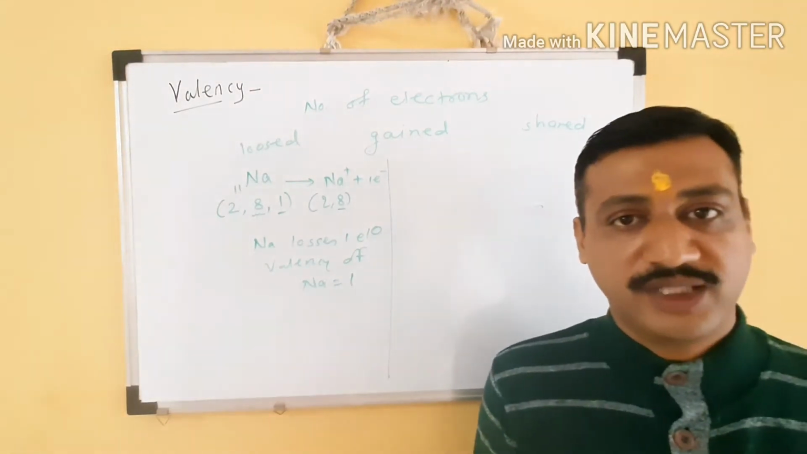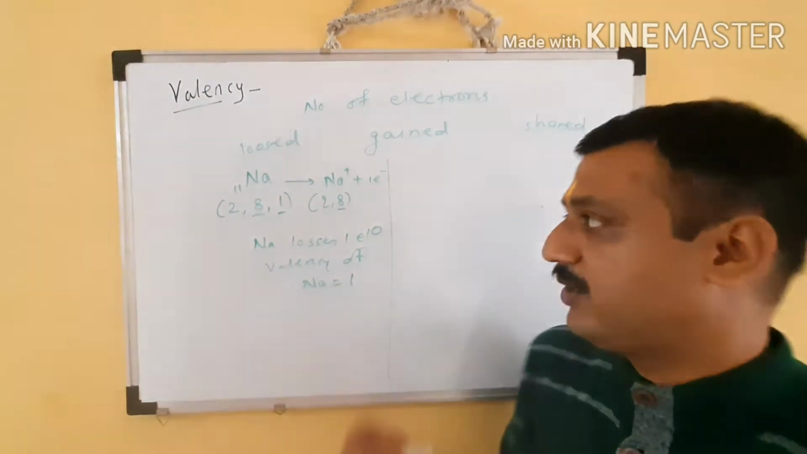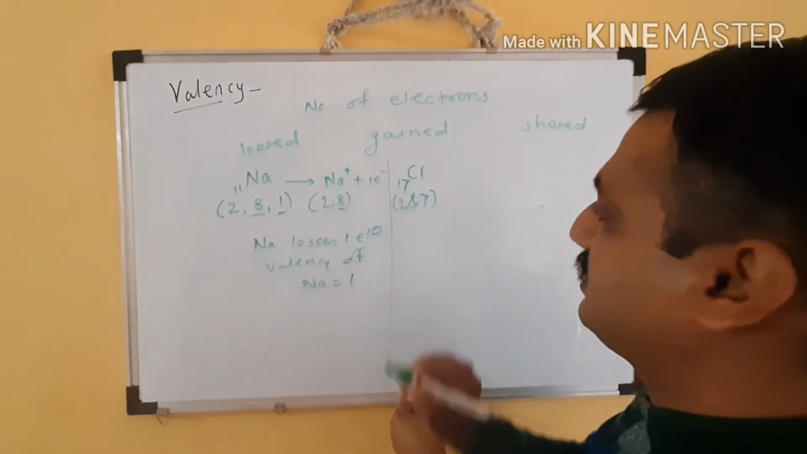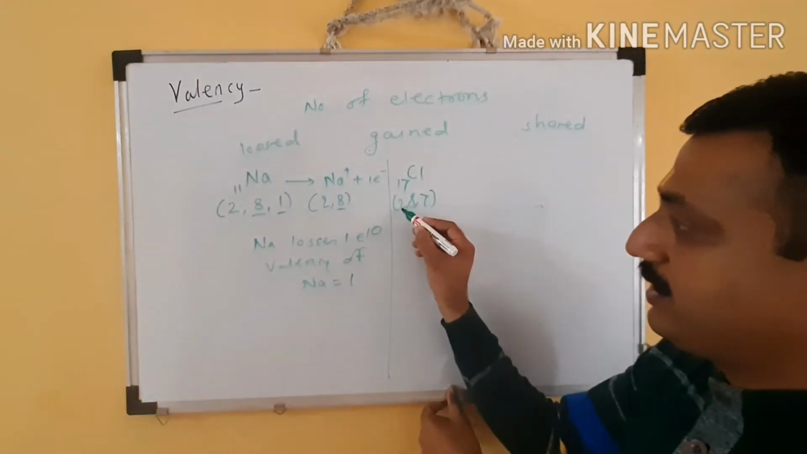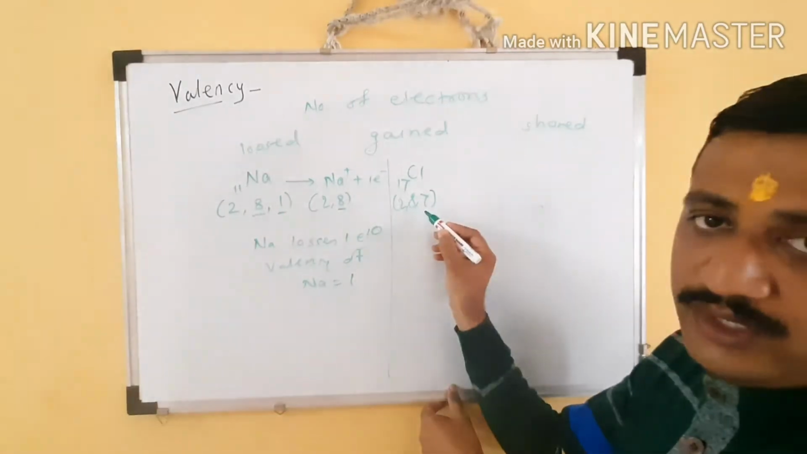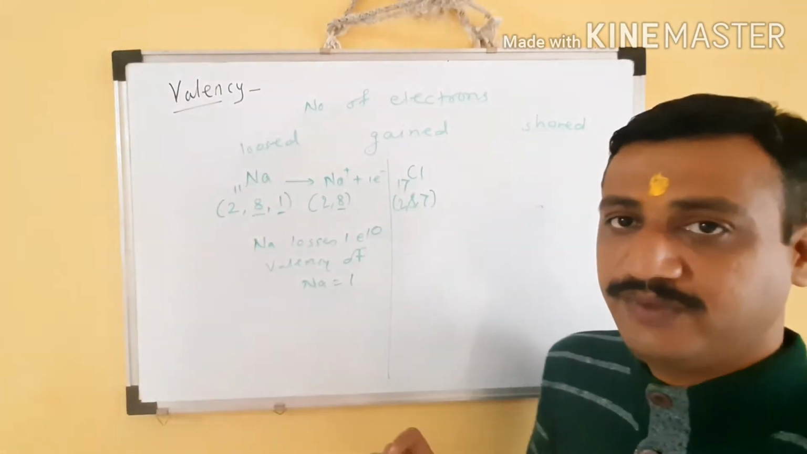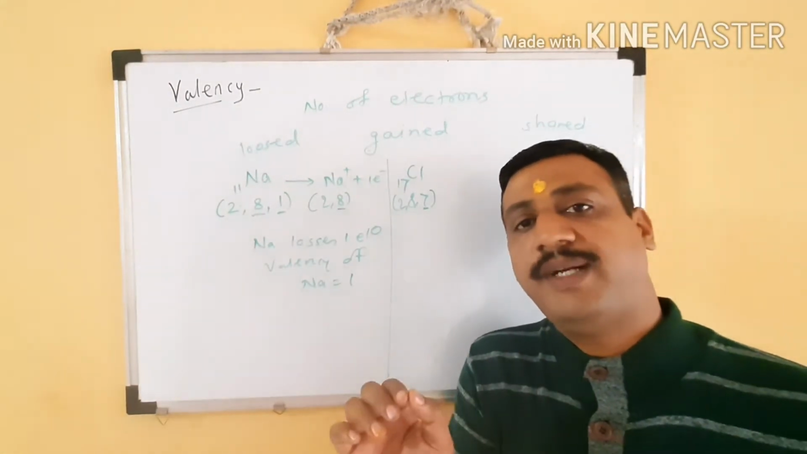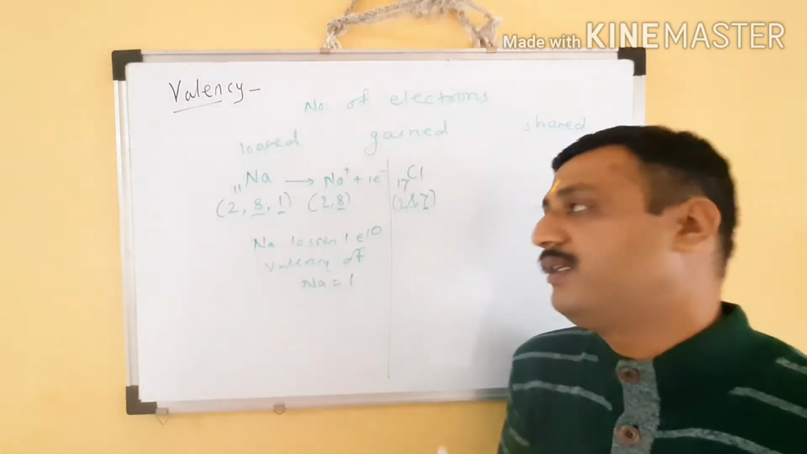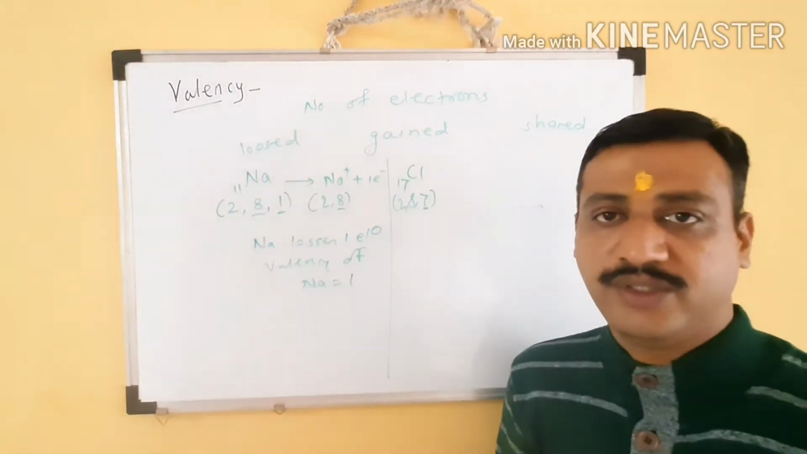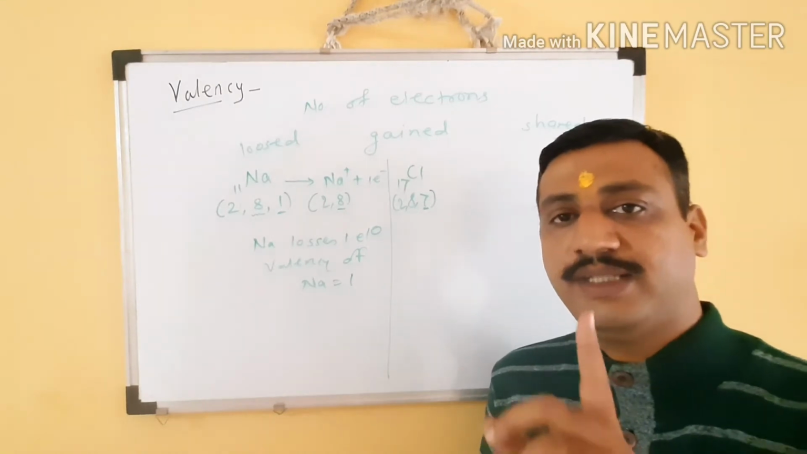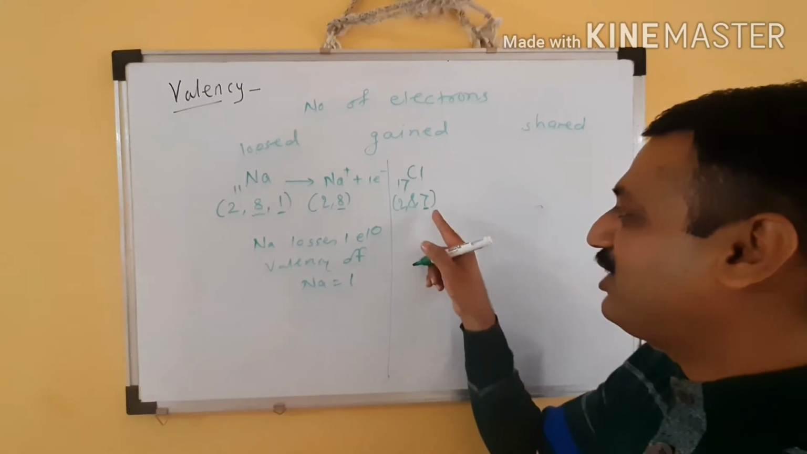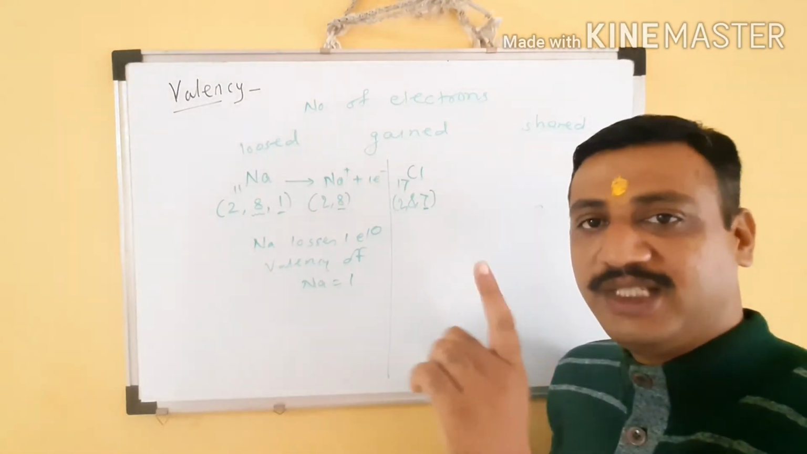How many electrons are gained? Another example is chlorine. Chlorine has atomic number 17, and its electronic configuration is 2, 8, 7. So the first shell of chlorine has 2 electrons, the second shell 8 electrons, and the last shell 7 electrons. We know that as per the octet rule, an atom becomes stable if it has 8 electrons in the last shell. Here the chlorine atom has 7 electrons, so it is short of 1 electron to complete its octet.